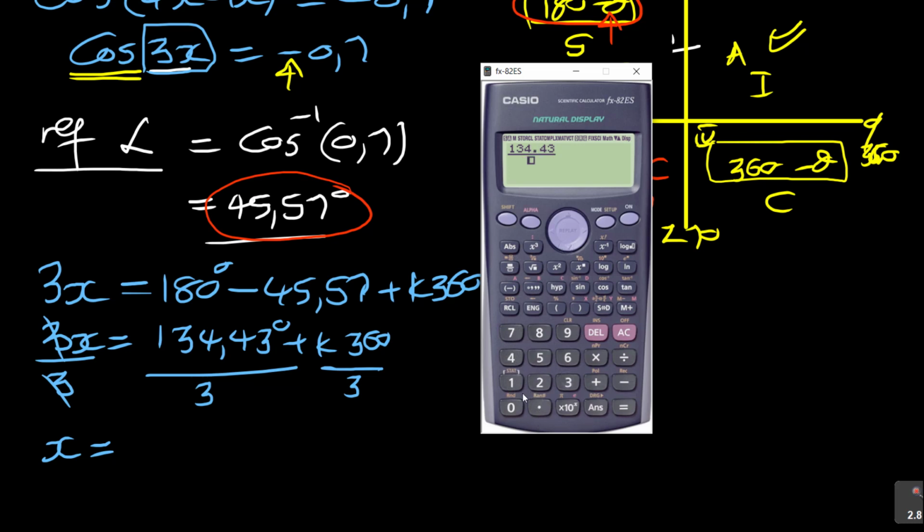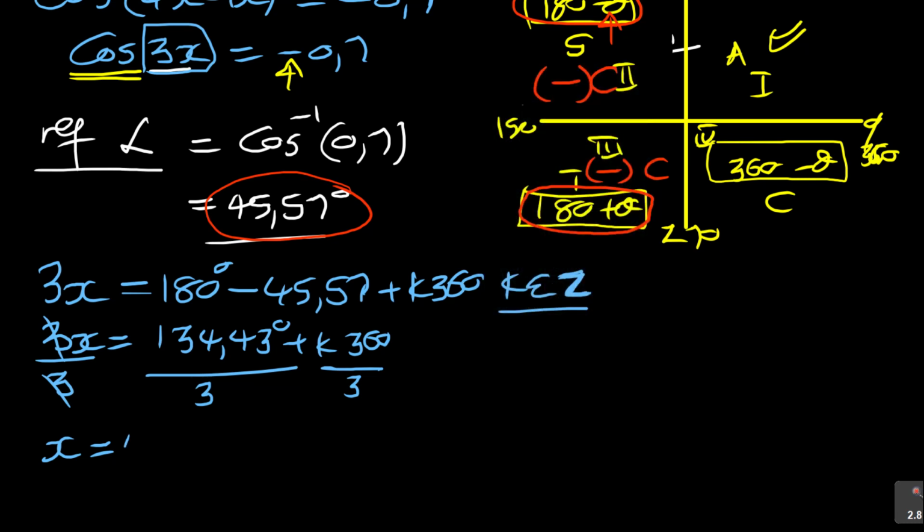So when you divide that by 3, we have 134,43 over 3 equal to 44,81. You see that? And then this 360 divided by 3 is also 120. So the first one, 134,43 divided by 3, gave me 44,81. So it's 44,81 degrees plus k 120 degrees.